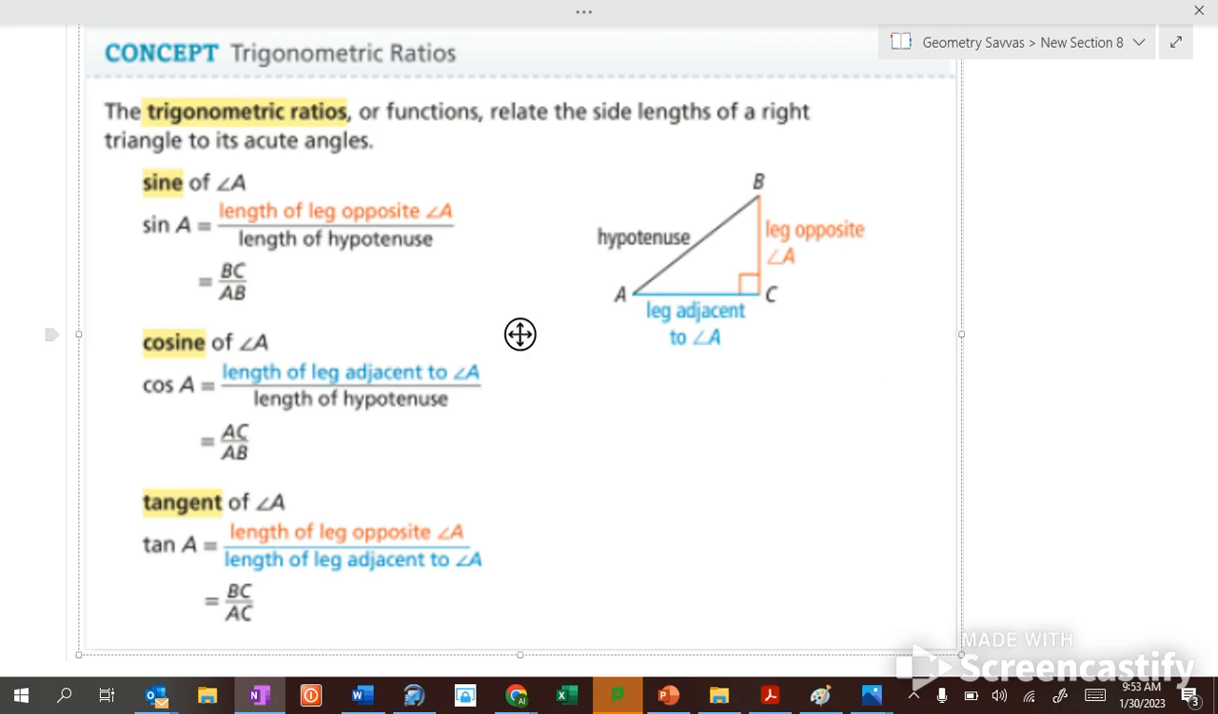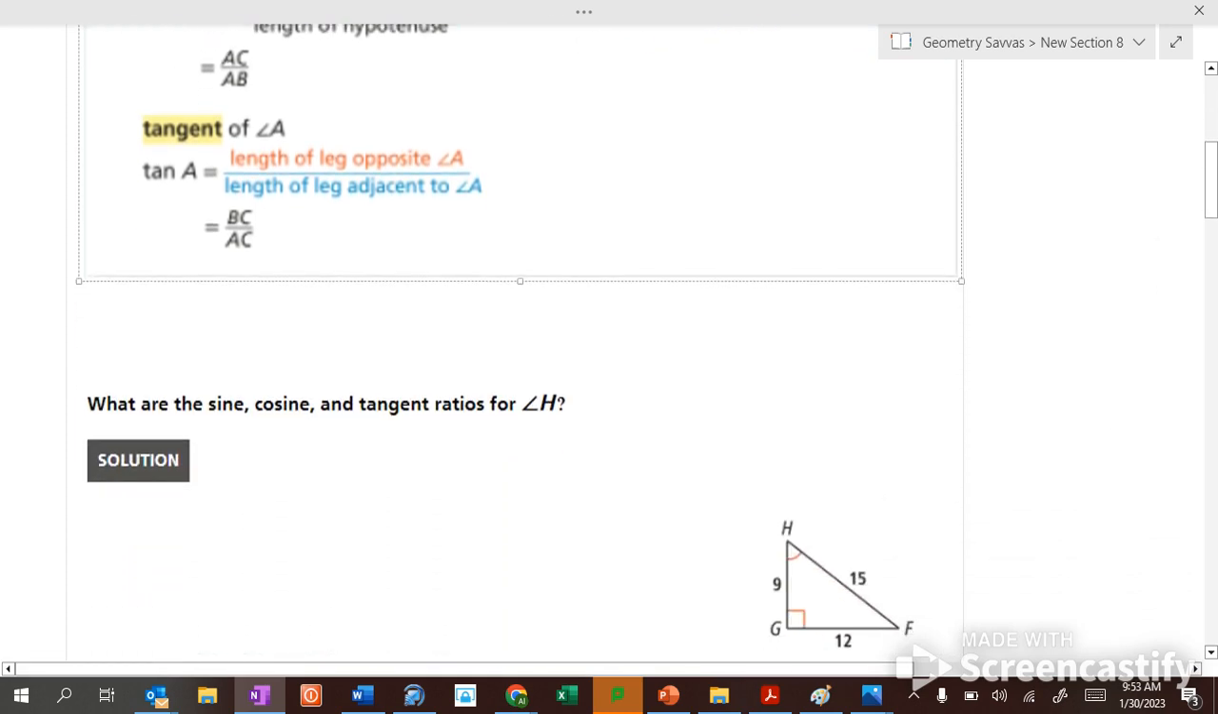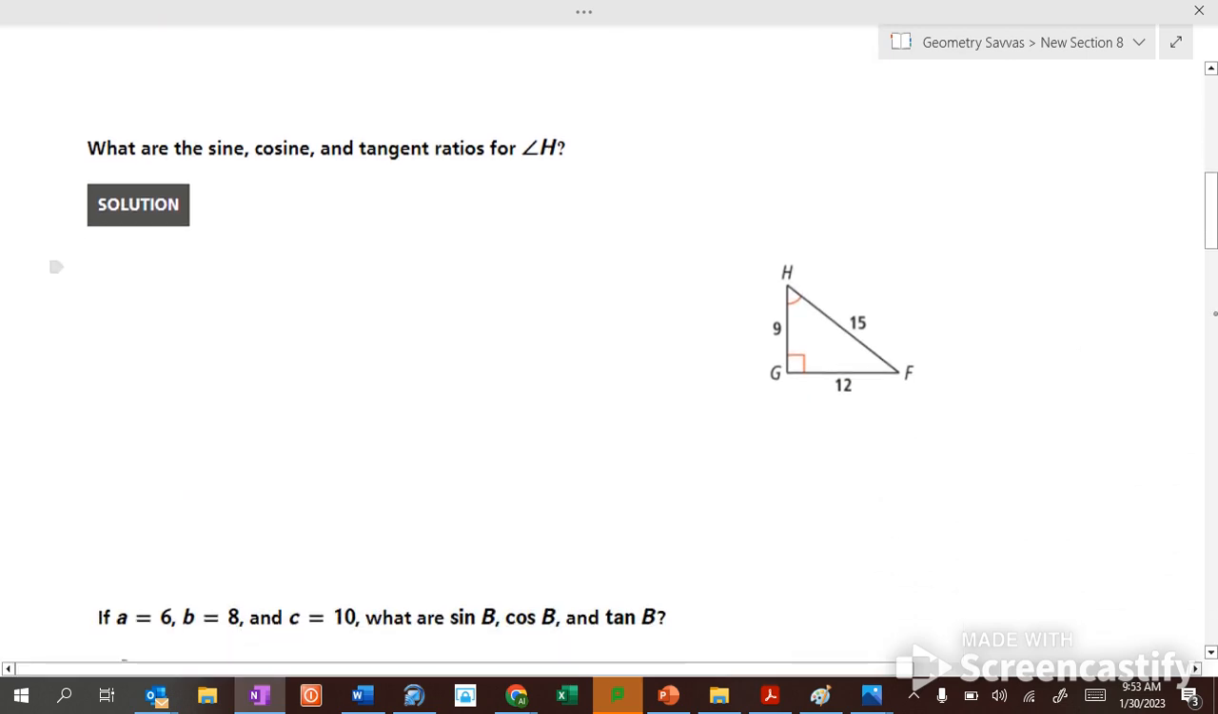So now we're going to actually put this into application on a triangle. Here's a triangle with 9, 12, and 15 for the three sides. What side did I tell you to find first? Hypotenuse. 15 is the hypotenuse. So our hypotenuse is 15.